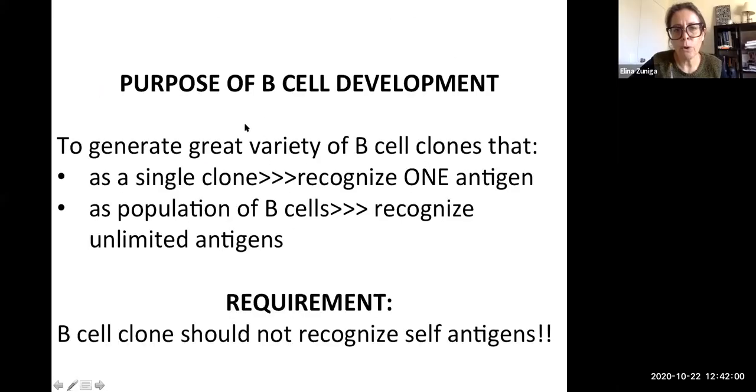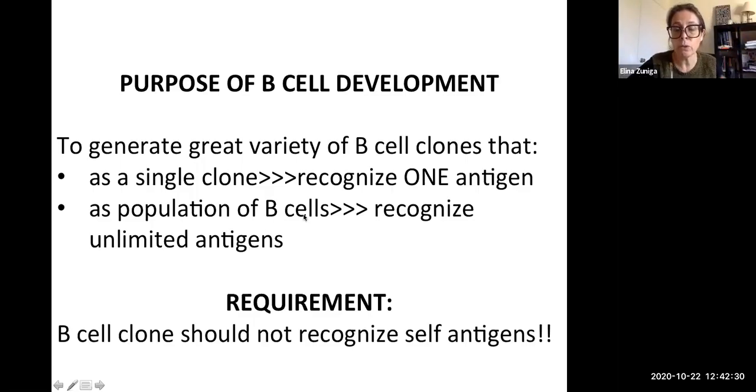Remember, the purpose of B cell development is to generate a great variety of B cell clones. Each clone will recognize one antigen, because it will have one type of BCR with a particular amino acid sequence in the variable region of the light chain and the variable region of the heavy chain that form the antigen binding site, so it will have only one specificity.